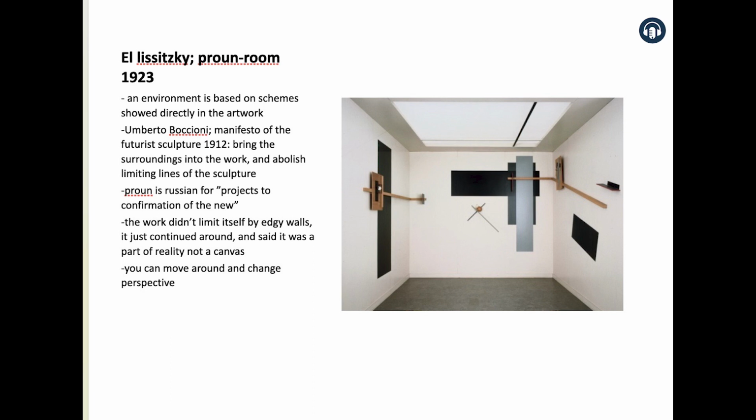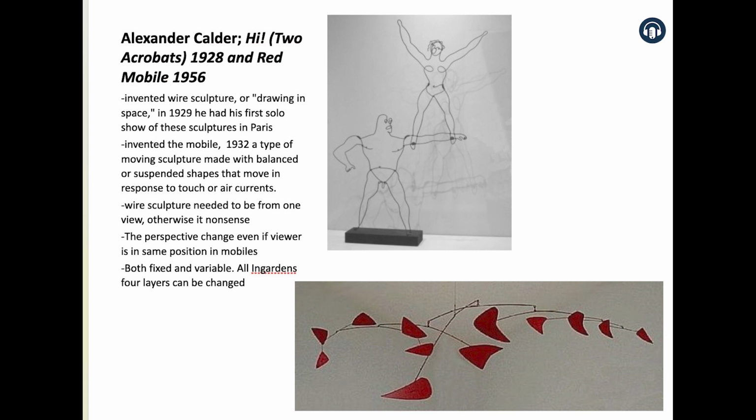It just continued around and said it was a part of reality, not a canvas. You can move around and change perspective in the artwork. And here we have Alexander Calder. He invented the wire sculpture, or drawing in space, in 1929. He had his first solo show of these sculptures in Paris.